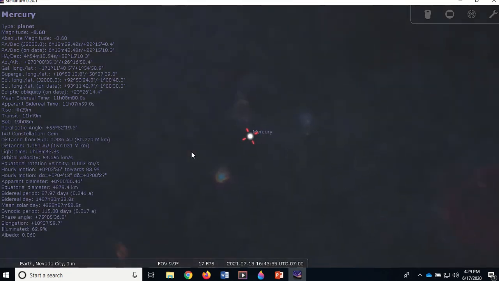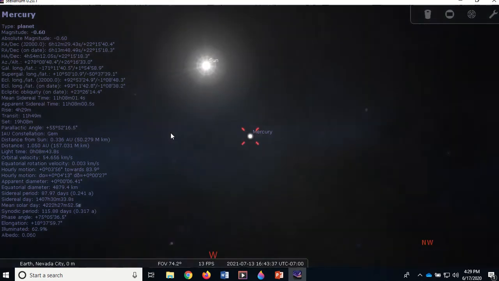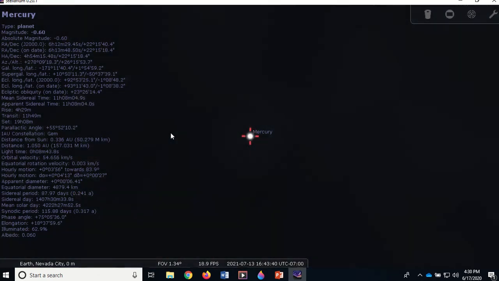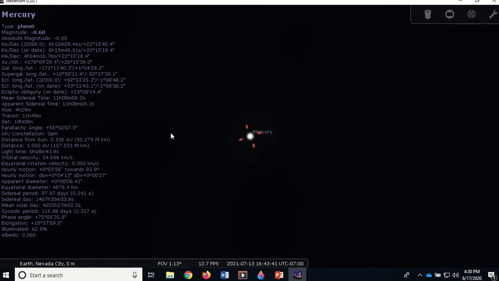And so now we are looking at Mercury. We can go back and see where Mercury is relative to the sun. We can go into Mercury. Right now, what we want to concentrate on is distance from sun. Right now, Mercury is 0.336 astronomical units. If you'd like kilometers, it's 50.279 million kilometers from the sun, but we'll concentrate on the astronomical unit part of it, 0.336.